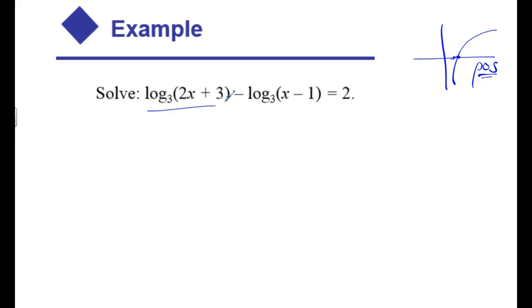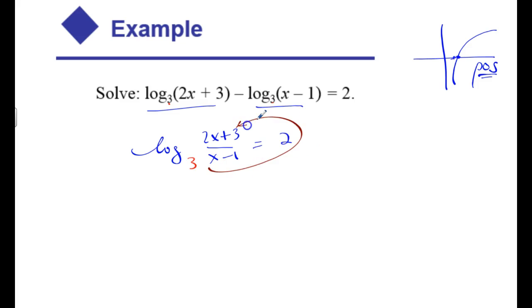The log of a minus the log of b is the log of a divided by b. And the base here is 3 consistently, so I'll throw that 3 back in here, and I'll fishhook, which means doing the definition. So 3 squared equals 2x plus 3 divided by x minus 1.